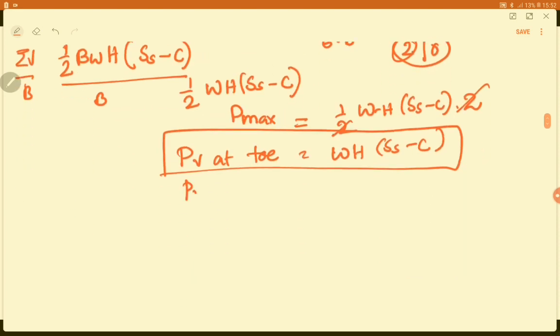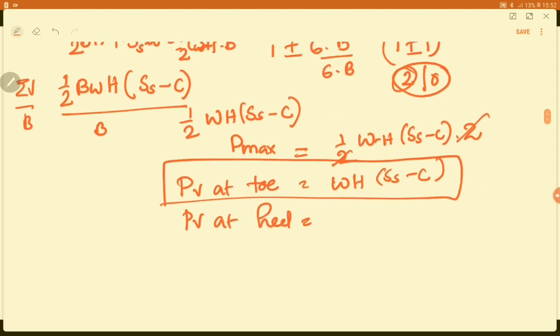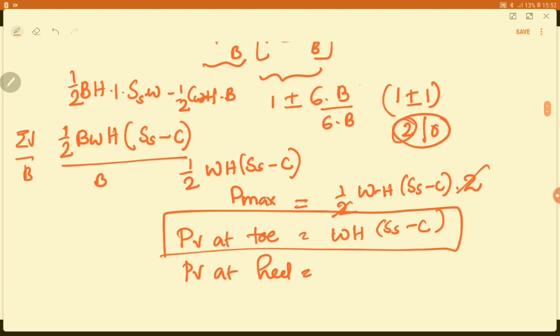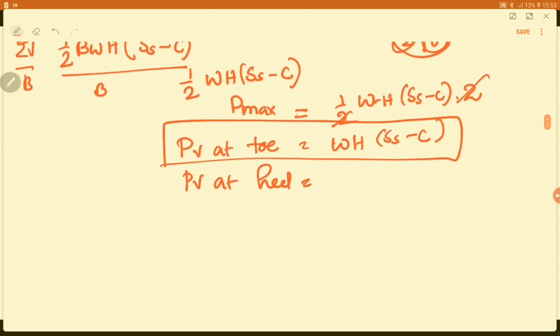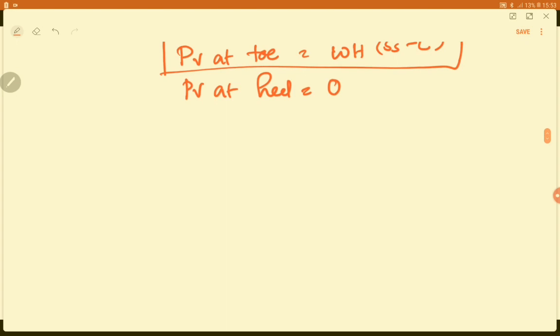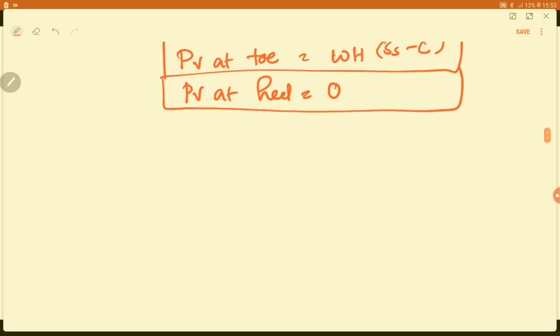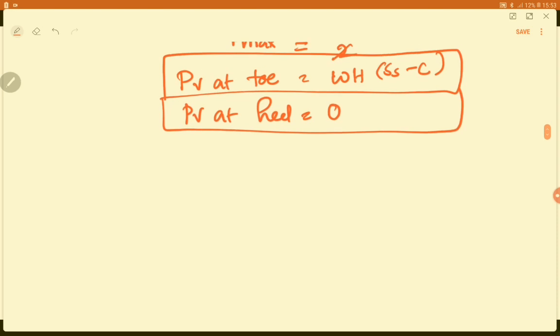Now what will be the PV at heel? PV at heel will be equal to this term SS, this term 1 plus 6B by B. This becomes 0. So the value will become 0. PV will also become 0. So these are the two stresses here. Now we will find out the principal stress near the toe. These are the vertical stresses that act in the reservoir full condition. WH into SS minus C at the toe and 0 at the heel.